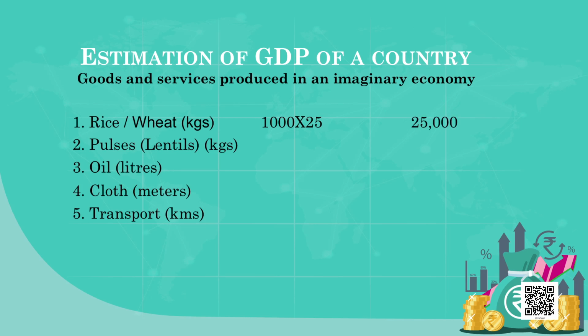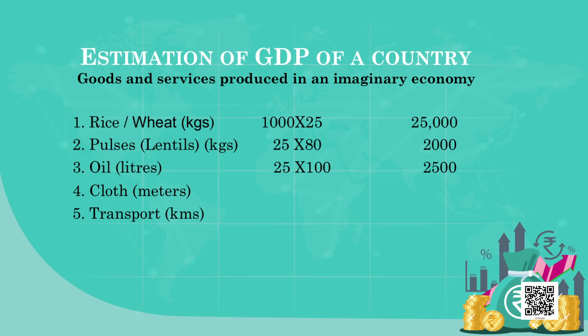25,000. Suppose you produce pulses, arhar dal, toor dal, and different kinds of dal items. Then you are producing 25 kilograms at 80 rupees per kilo. How much does it come to? 2,000 rupees. Then oil. How much oil do you produce? You produce some 25 liters of oil, and per liter it costs about 100 rupees, so 2,500 rupees for oil.